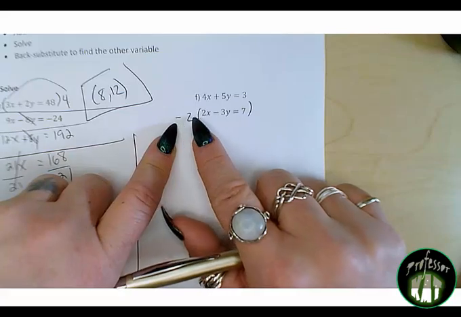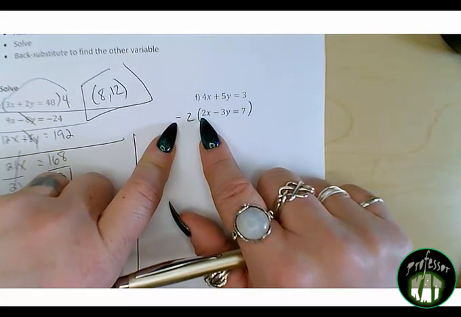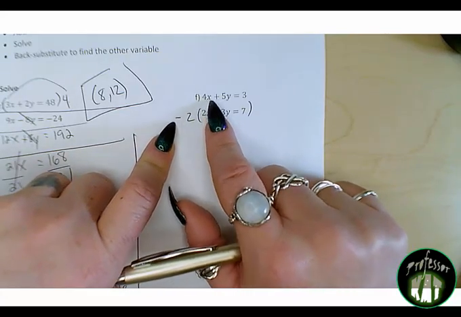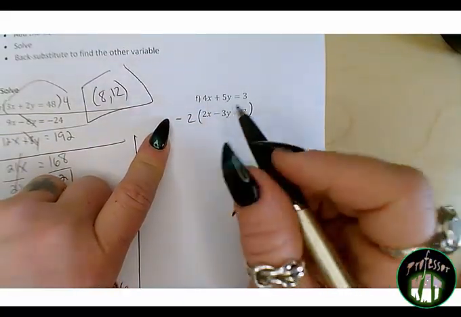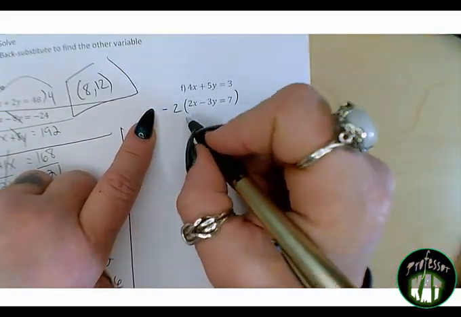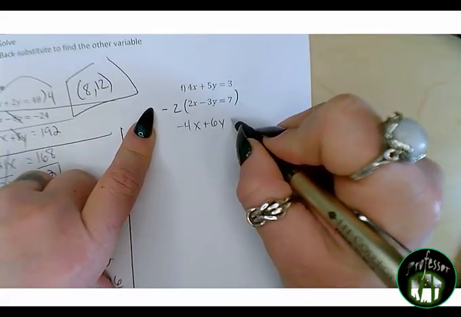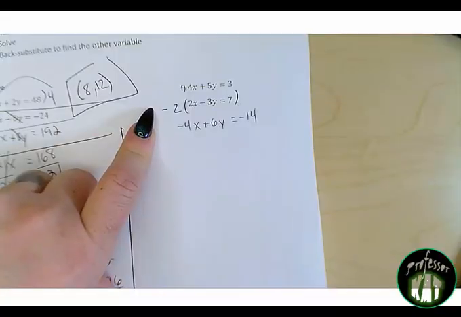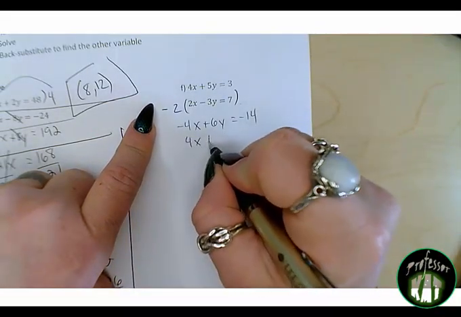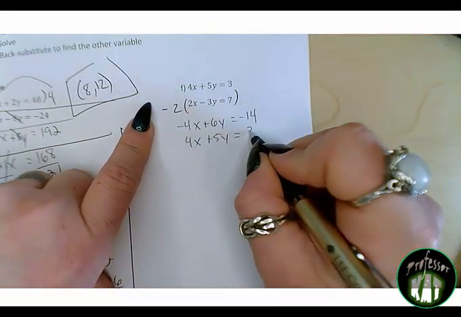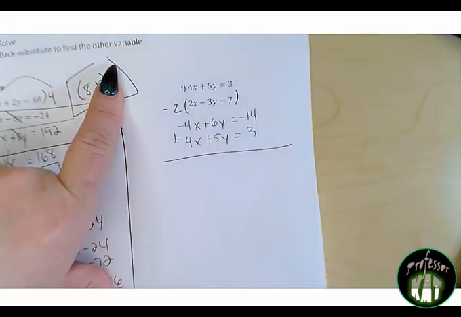Since I know negative 2 times 2 is negative 4. I want these to be the same number, different sign. So I'm going to multiply this equation by negative 2. That would give me negative 4x, positive 6y is equal to negative 14. I'm going to drop down the top equation. And let's go ahead and add these.